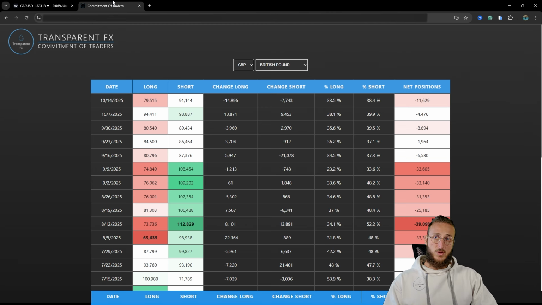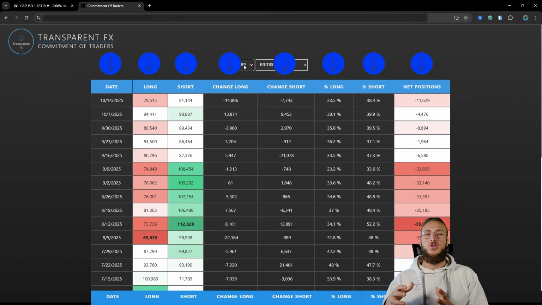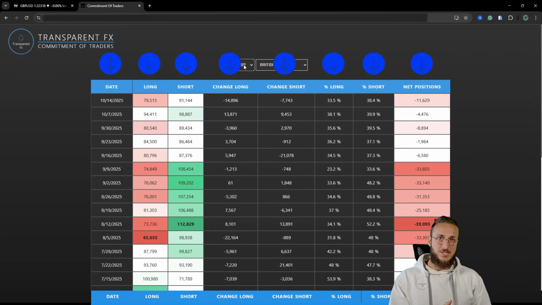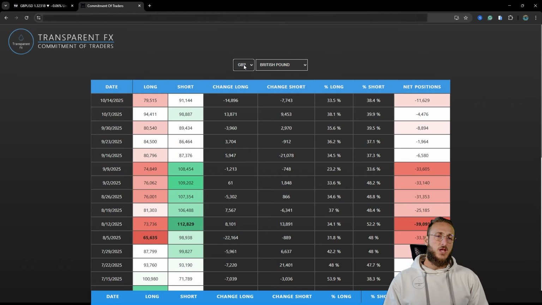So let's go and see what we have when it comes to the commitment of traders analysis. Now, first of all, if we're looking at the data for the GBP, we're actually already looking at GBPUSD because all currencies on the spot are traded against the USD. Therefore, in this case, if we're looking at the data for the GBP, it is already GBPUSD.